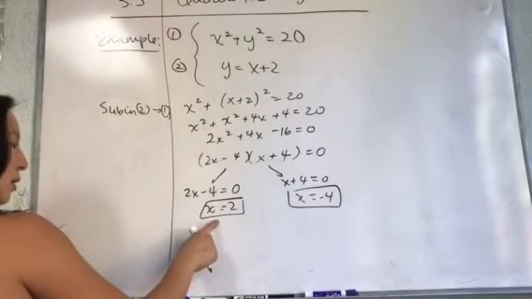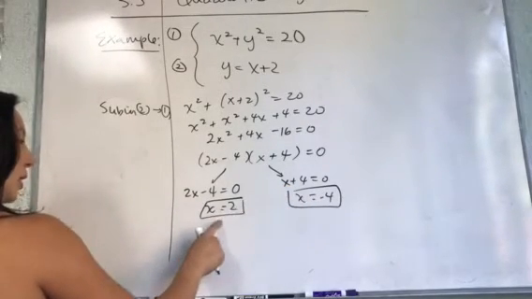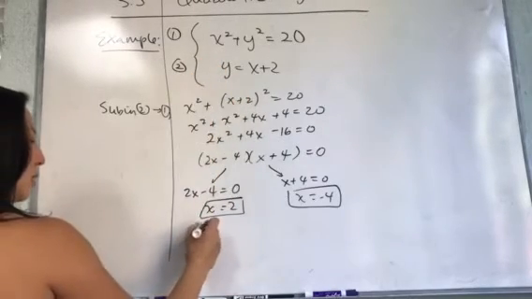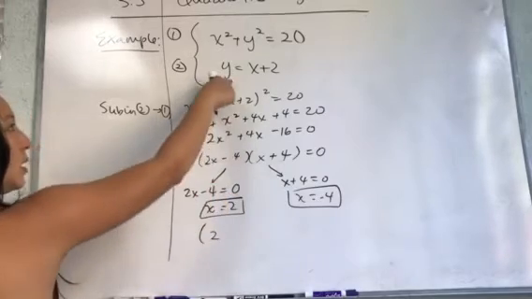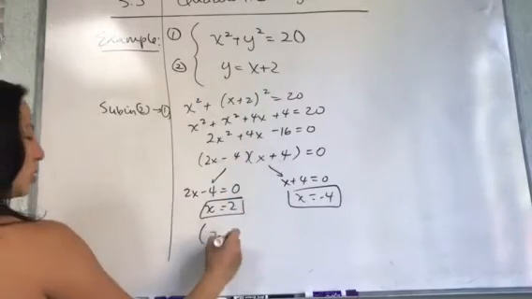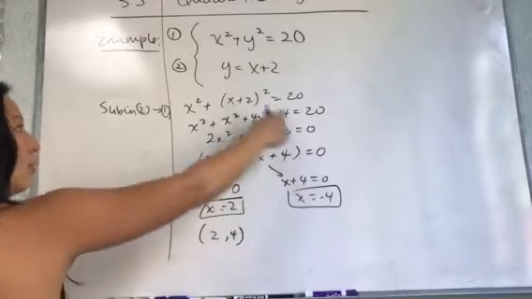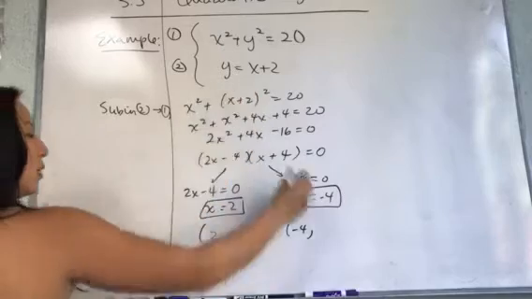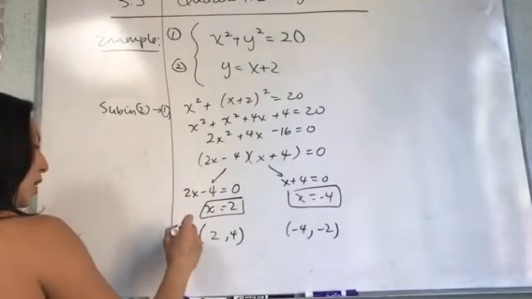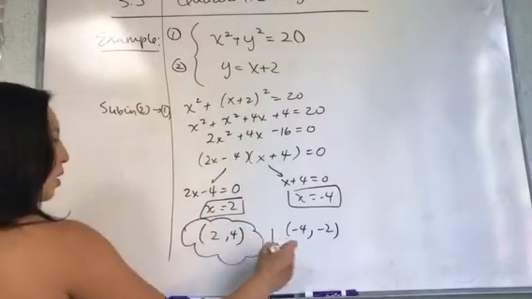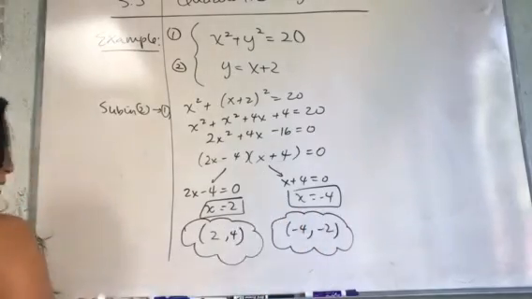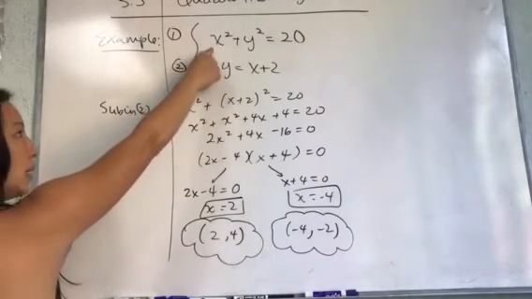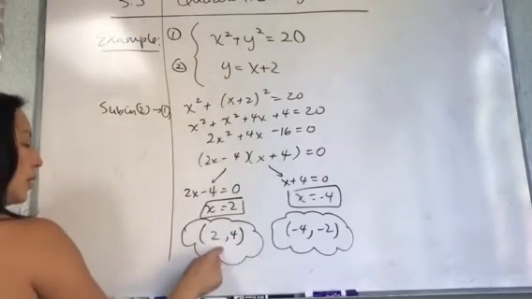If I plug in these possible x coordinates, I can find the y coordinate. I'm going to plug it into the second equation. If I plug in 2 into here, I get y is equal to 2 plus 2, which is 4. And if I plug in negative 4 into this equation, I get my y coordinate is negative 2. And what that tells me is that (2, 4) and (-4, -2) are the two intersection points for the system right here. So this line will intersect the circle at these 2 points.